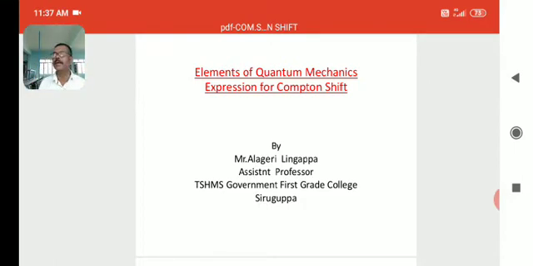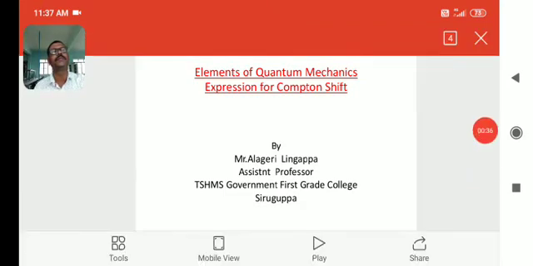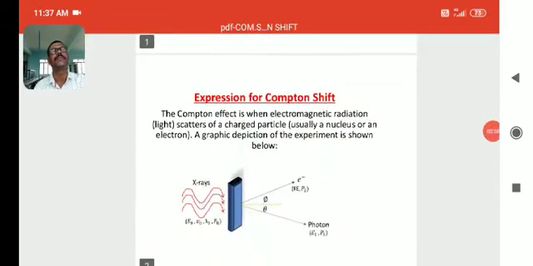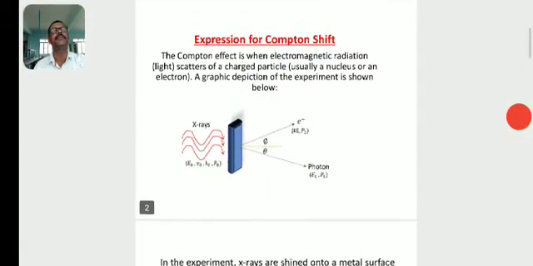So today I am discussing the expression for Compton shift, that means elements of quantum mechanics. The chapter is elements of quantum mechanics. Then what is Compton shift? What about the expression for Compton shift? So let us just see the diagram. Expression for Compton shift.